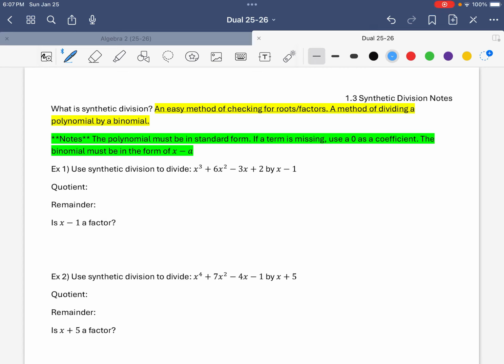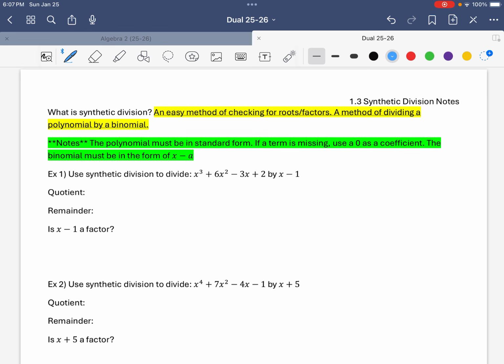What's up, guys? So we're gonna go over 1.3 synthetic division notes. And I know some of you know how to do this and some of you don't. I want to go over it from the standpoint that you don't know how to do this. So if I go a little slow for you, great. If not, then fast forward or whatever, right?